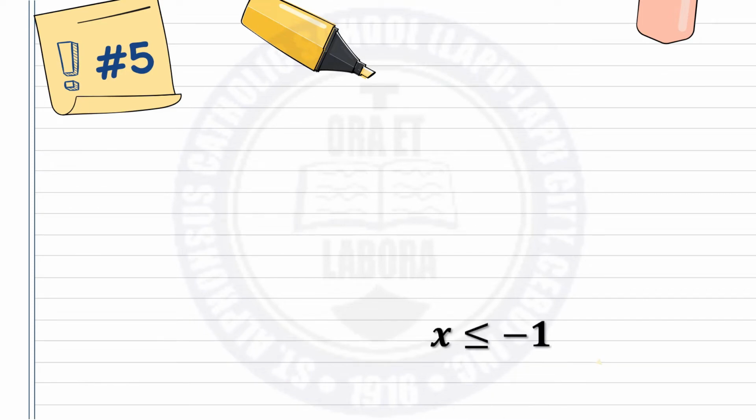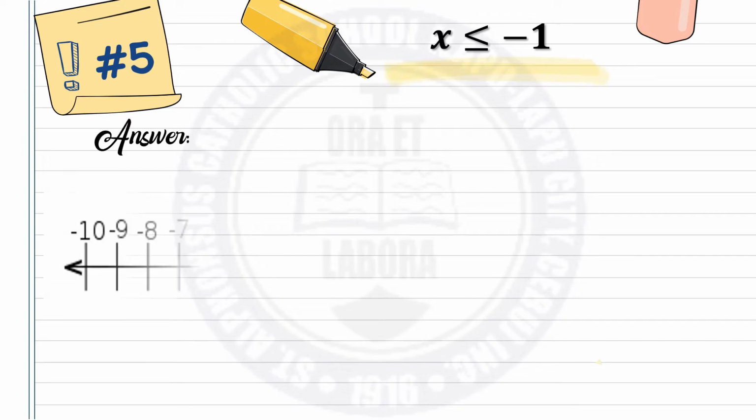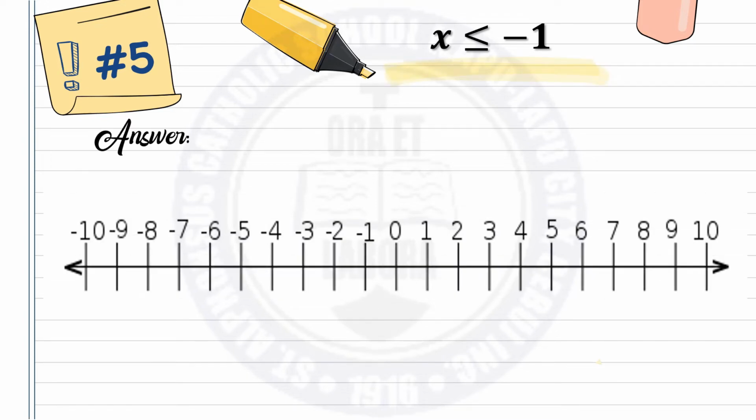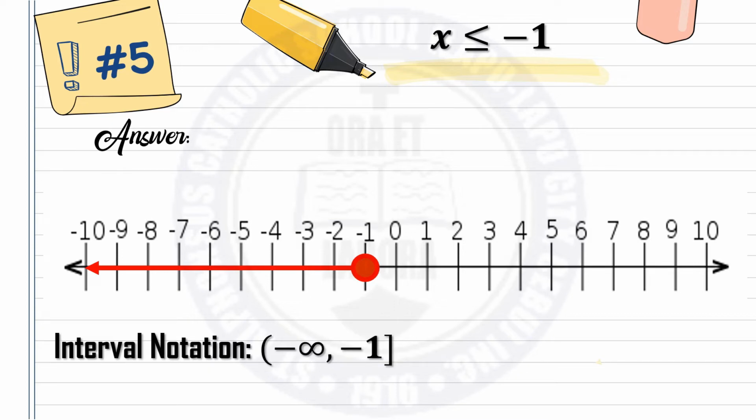Number 5. x is less than or equal to negative 1. Draw first the number line. Next, put the solid dot on negative 1 since negative 1 is included. And numbers lesser than negative 1 are negative 2, and so on. So these numbers going to negative infinity are numbers lesser than negative 1. So for our interval notation, from negative infinity to negative 1, including negative 1.